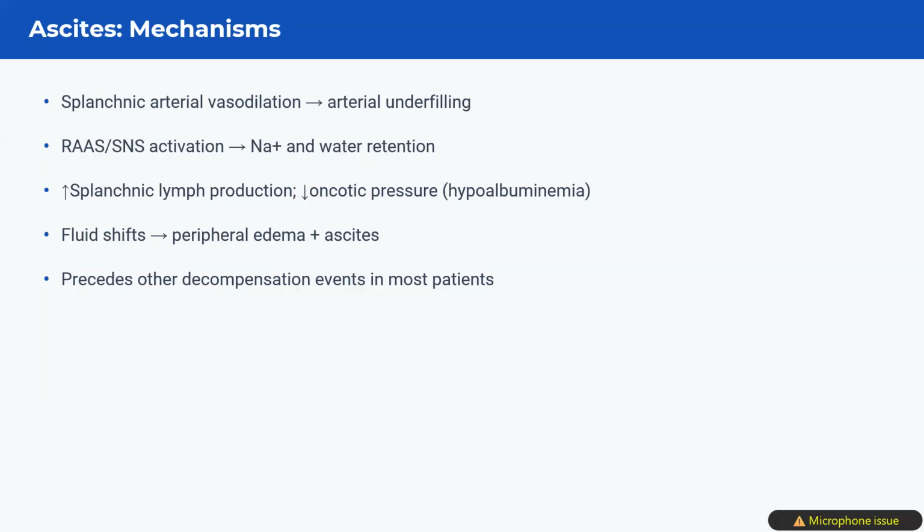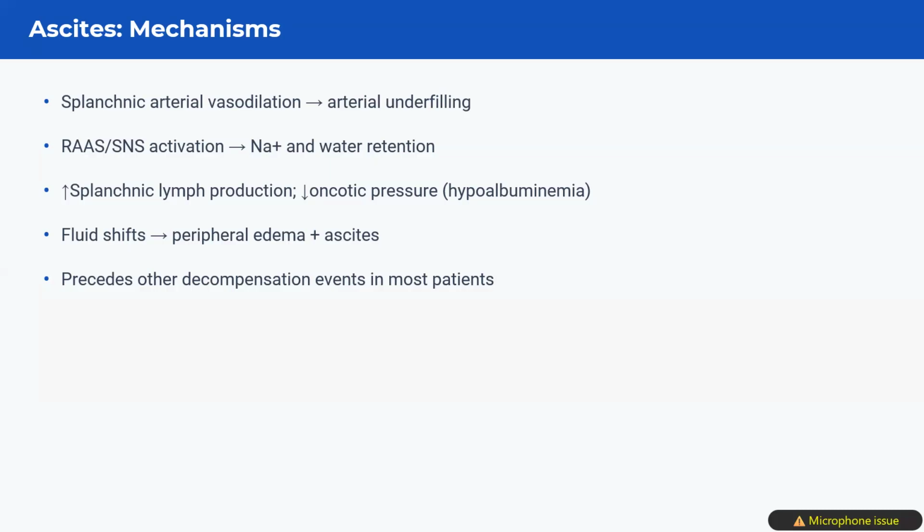Okay, so let's talk about ascites now. Portal hypertension is the engine where smoke is escaping and the system can no longer contain its own pressure. This is the slide that shows you the process of ascites. So how do we get to ascites?